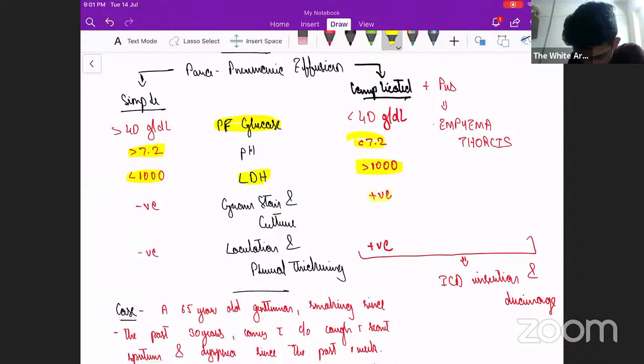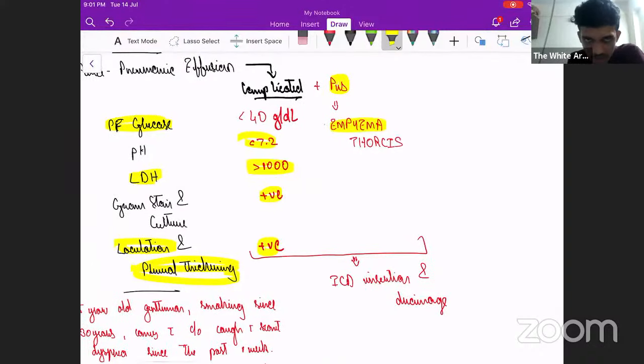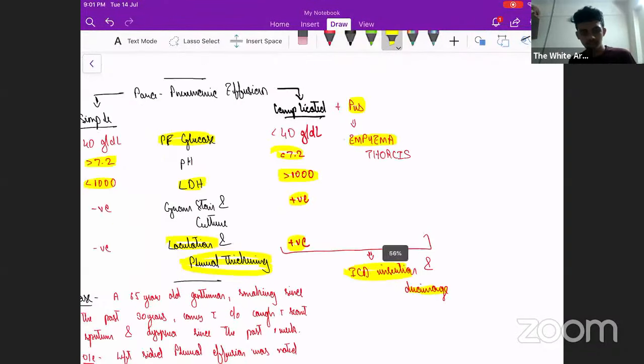Gram stain and culture will be positive in complicated. Over here, it is negative. And if you find any loculation or pleural thickening, which is usually a USG finding, again you will call it complicated. Next, in a complicated parapneumonic effusion, if on examination the appearance shows pus, then you call it empyema thoracis. So whether it is empyema thoracis or complicated, you directly do ICD insertion and drainage. That is why we classify.